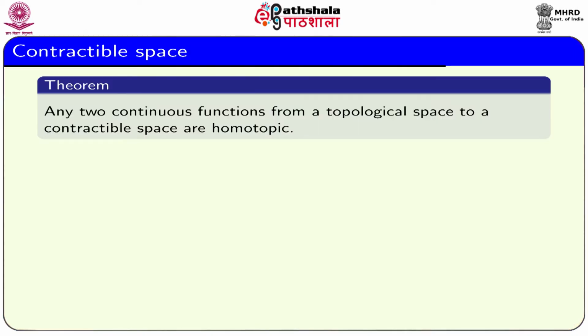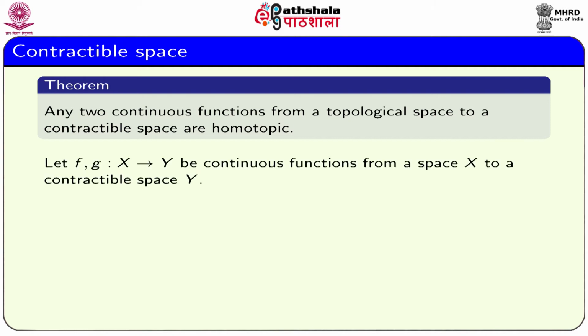Now, of course, we feel that if a space can be squeezed to a single point x0, then it can be shrunk to any point of the space. We want to formalize this idea of squeezing to any point of the space mathematically. For that, we prove this theorem. It is a more general theorem that any two continuous functions from a topological space to a contractible space are homotopic.